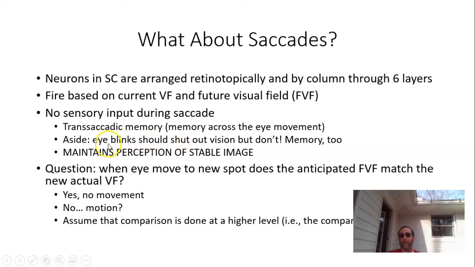Same thing with eye blinks. Your eyes blink constantly, and every time your eyelids close, the world should go dark, and yet it doesn't. So that would be the trans eye blink memory.